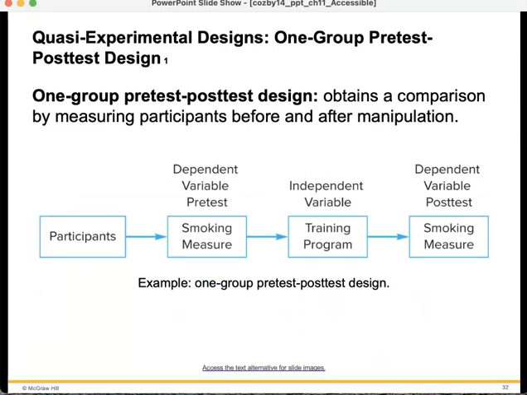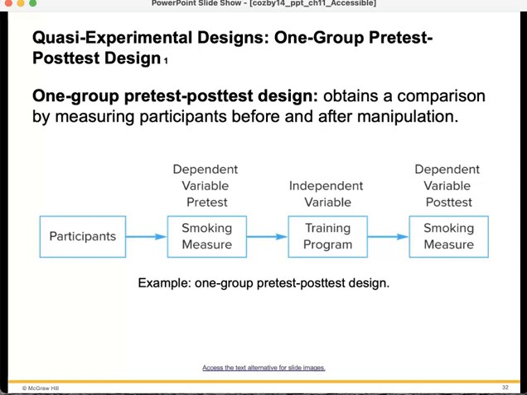One way to obtain a comparison group is to measure participants before the manipulation, so a pretest. You give them the pretest, then you would have some kind of condition or training, and then you'd be able to test them again. So an index of change from the pretest to the post-test could then be computed. Although this one group pretest-posttest design sounds fine, there are obviously some major problems with it. Let's take a look at the example in the textbook. Suppose you want to test the hypothesis that a relaxation training program will result in a reduction in cigarette smoking.